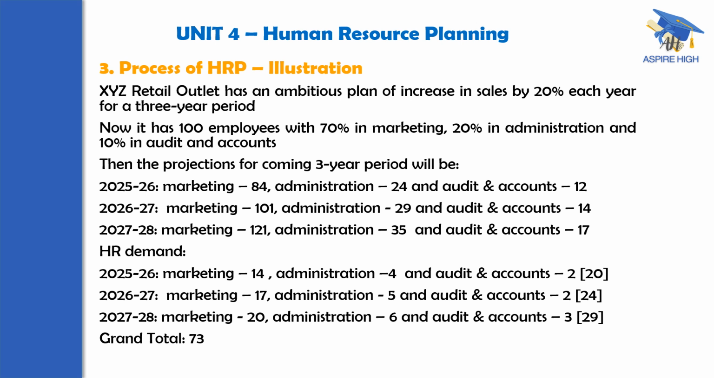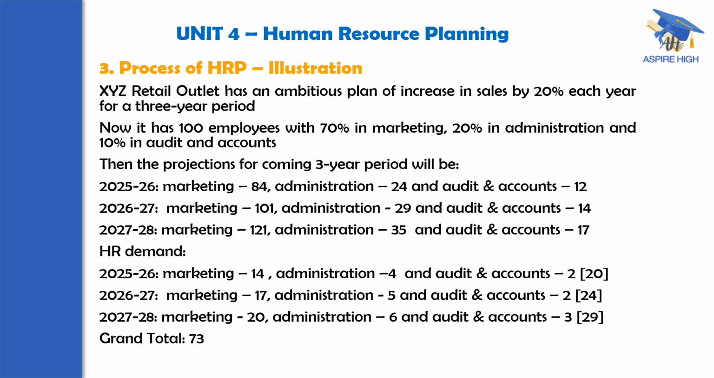In the next year, 26-27, marketing will need 101 minus 84, 17. Like that, administration 5, audit and accounts 2, total 24. In the next year, 27-28, marketing will need 20, administration 6, audit and accounts 3, total 29. So first year 20, next year 24 and subsequent year 29, total manpower requirement is 73. That means over and above the existing manpower of 100 employees at present. This is in proportion to the sales projection of 20% each year for a 3-year period. In this way, we can have the illustration.